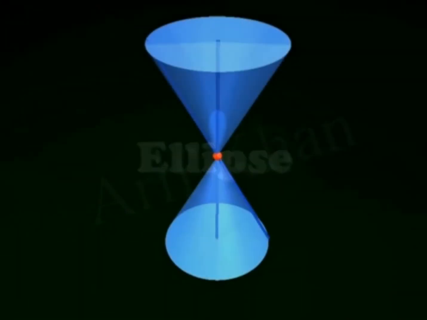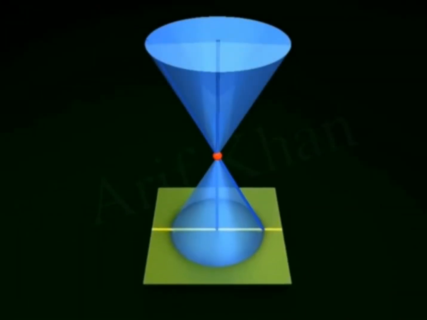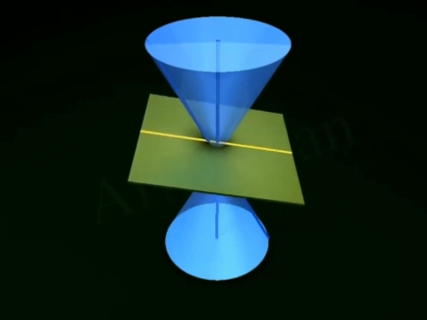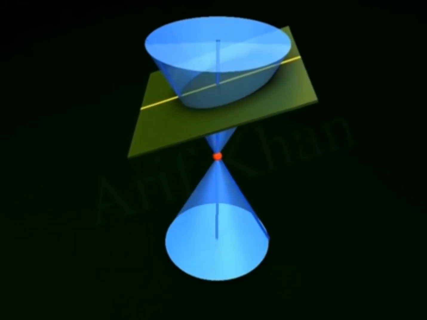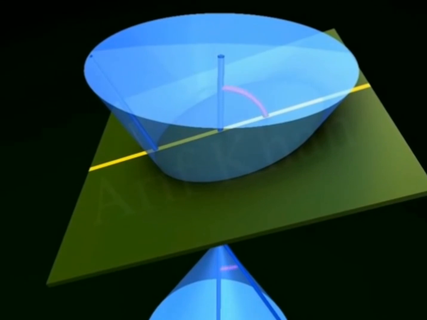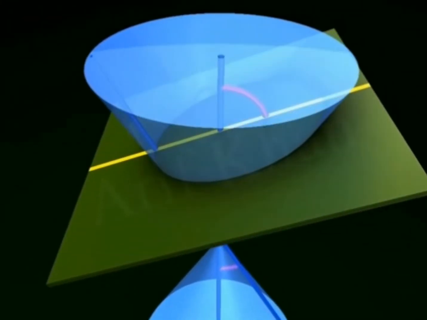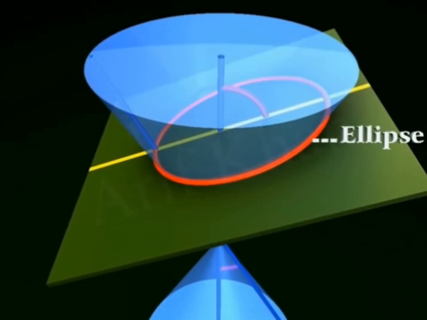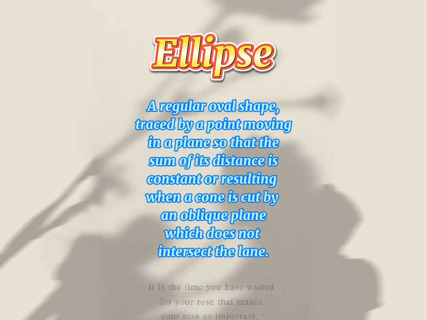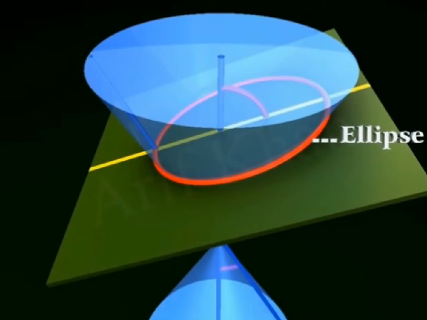Ellipse. When the plane intersects the double right circular cone in such a way that the angle between the plane and the axis is greater than the vertex angle, we get a closed curve called an ellipse. Ellipse, a regular oval shape traced by a point moving in a plane so that the sum of its distances is constant, or resulting when a cone is cut by an oblique plane which does not intersect the base.